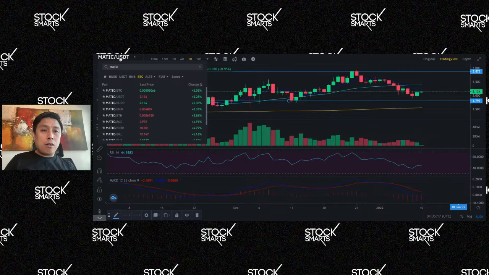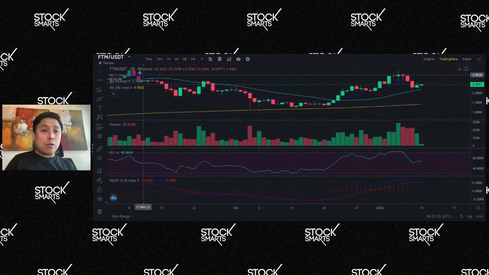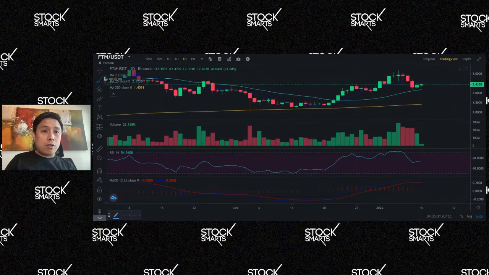I want to talk about FTM also. So many people are asking about FTM in the charts. Let's look at FTM here. For FTM, it had a bit also of retracement. From what you can see right here, it's very, very evident that you have a resistance.